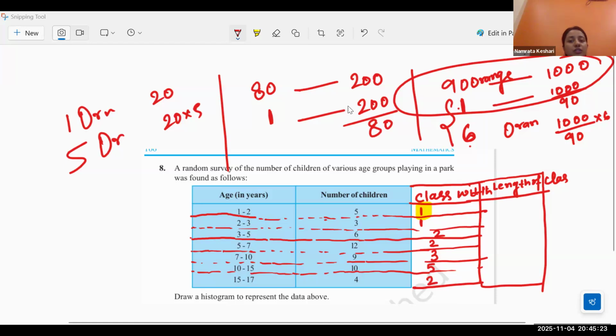Actually we are going to change the frequency. Okay, the frequency we are going to change. So I'll write it in the reverse manner. Whatever we are trying to find, that we try writing in the right side.